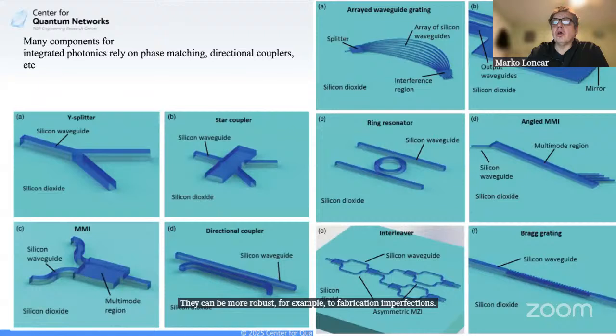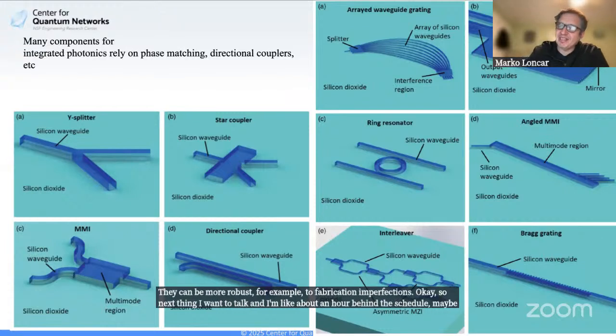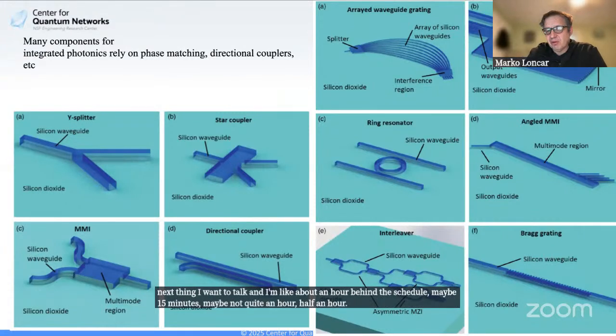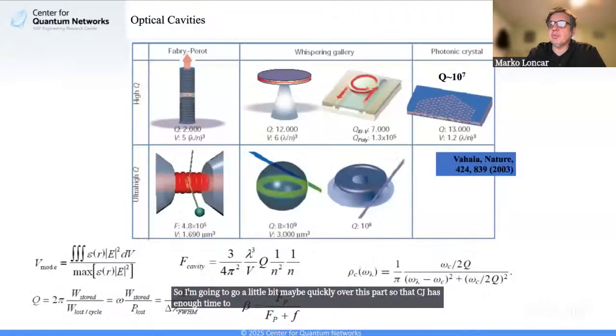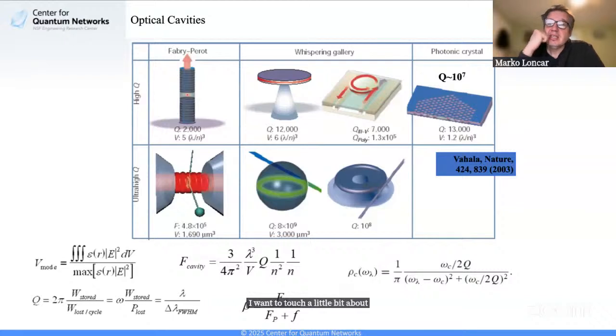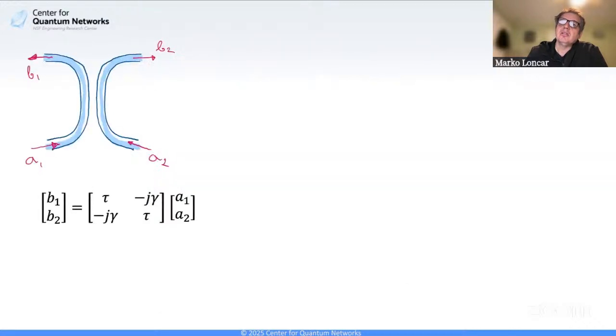Okay, so the next thing I want to talk about, and I'm about an hour behind schedule, maybe not an hour, maybe half an hour. So I'm going to go a little bit more quickly over this part so that CJ has enough time to tell you exciting stuff in the quantum space. I want to talk a little bit about cavities, mainly because they are very important components of quantum photonics systems. Okay, so how do you form a cavity?